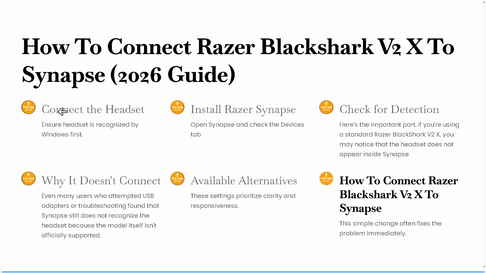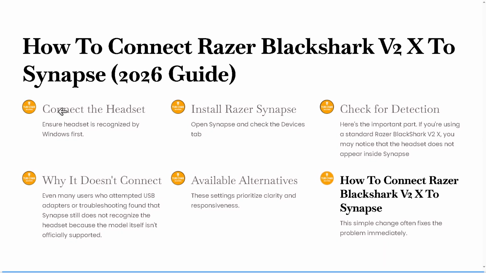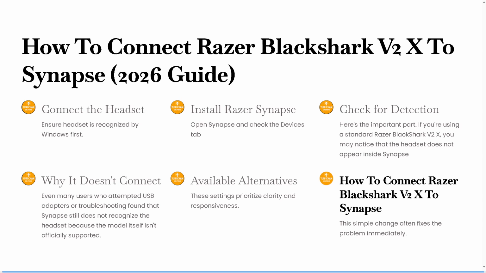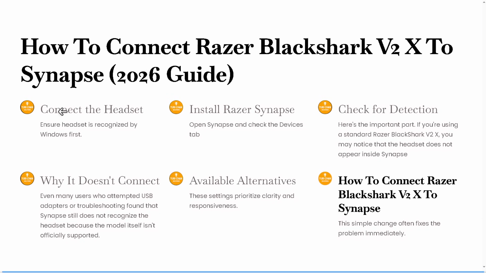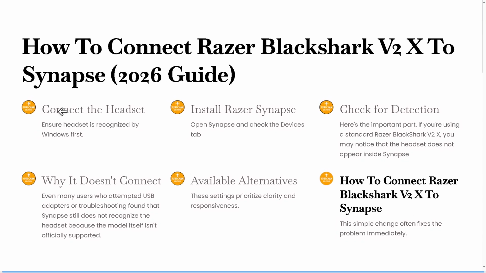Plug your Razer BlackShark V2 X into your PC. If you have the standard model, connect it using the 3.5mm audio jack. If you own the USB version, connect it to an available USB port. Wait for Windows to finish installing the audio drivers, and then make sure the headset is recognized by Windows first.